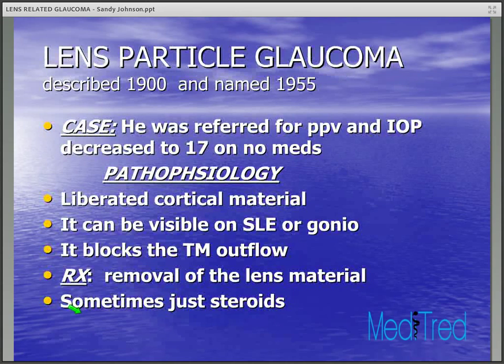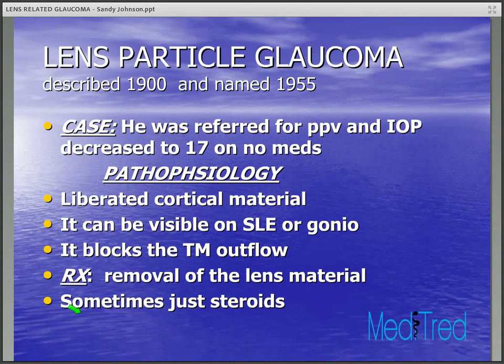So this really was a lens particle glaucoma. This is something that was described as early as 1900 and named lens particle glaucoma about 1955. This particular boy was referred for a vitrectomy, where that lens material behind the iris was removed, and his pressure went back down to 17, and he actually no longer required the Xalatan.